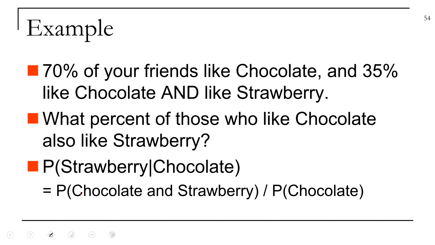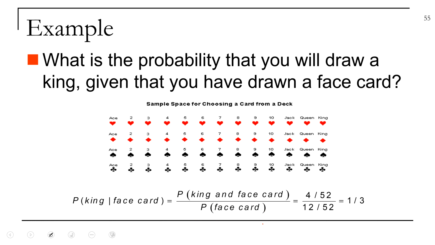70% of your friends like chocolate, 35% like chocolate and like strawberry. Given you like chocolate, what's the probability you like strawberry? You're just going to take the joint probability, 0.35, divided by 0.7, and you get the answer.